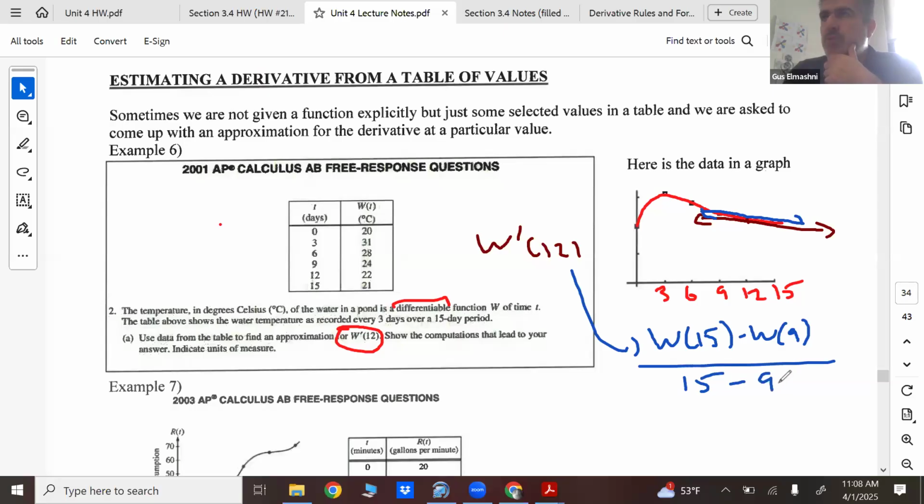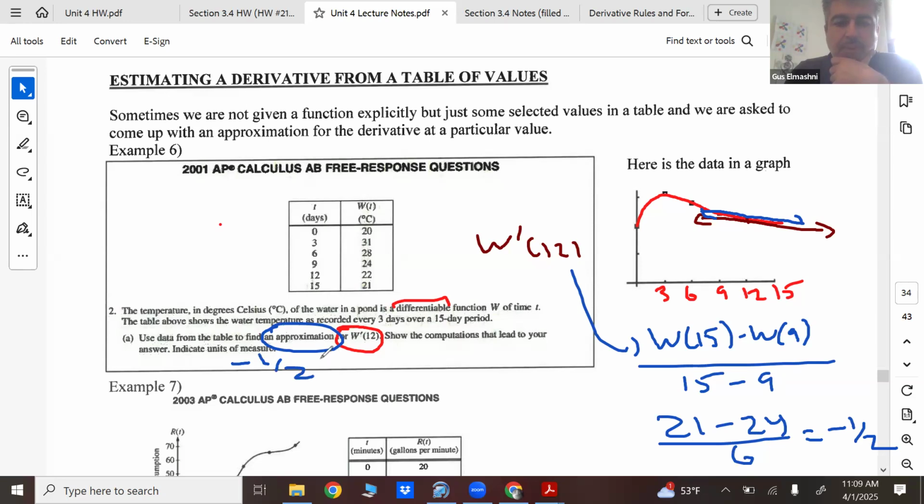You see how the blue and brown lines would be pretty close in slope, right? It's a good approximation. So W(15) is what? 21. W(9) is 24. The bottom is 6. So what do you get as your slope? Yep. And so it'd be negative 1/2 degrees Celsius per day.